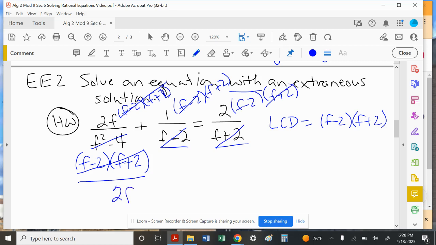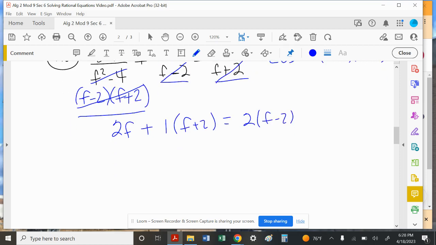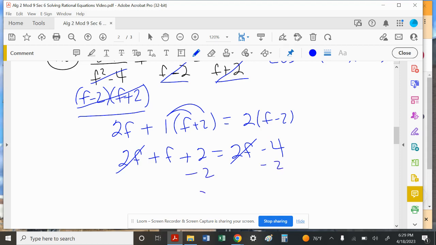So I end up with 2f plus 1 times f plus 2, equals 2 times f minus 2. And now we're going to multiply everything out. So we have 2f plus f plus 2, because we distribute the 1, equals 2f minus 4. Notice this 2f and this 2f cancel, because they're on separate sides of the equal sign. So I just have f there. I'm going to subtract 2, and I get f equals negative 6.